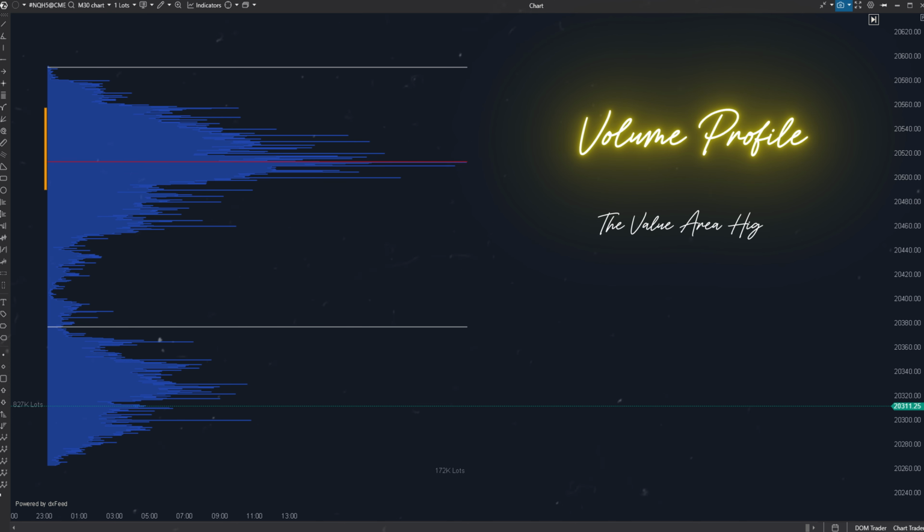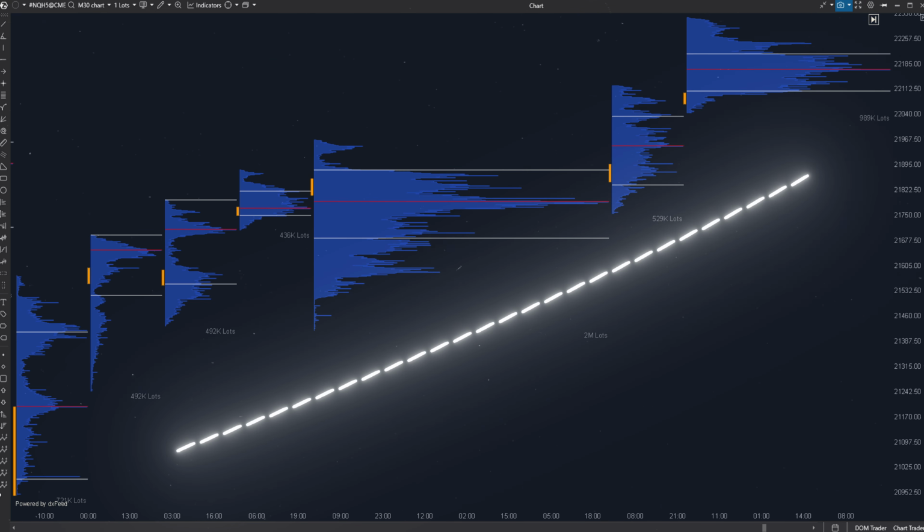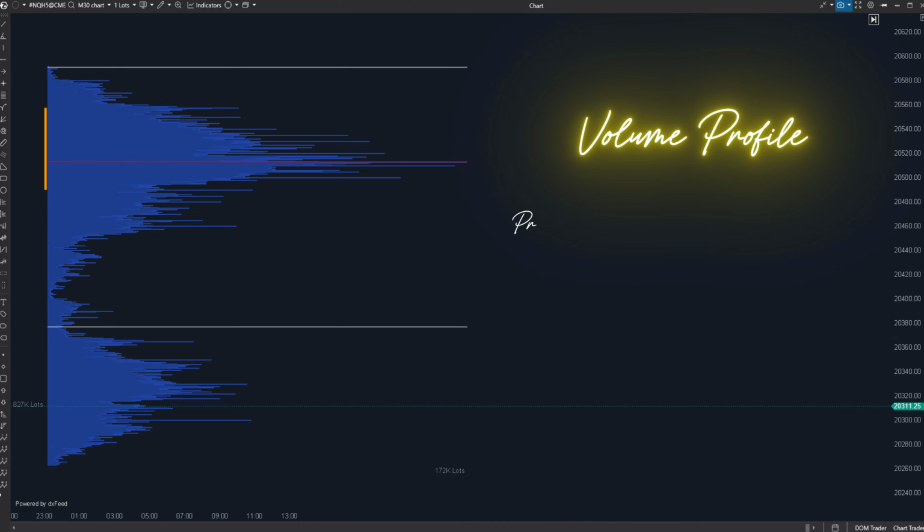The value area high, the upper boundary of where 70% of the volume is concentrated. The value area low, the lower boundary of that 70% range. And the point of control, the price level with the highest traded volume, often representing the fairest price for buyers and sellers. By focusing on these areas, we can identify whether the market is establishing value higher, lower, or sideways, providing critical insights into market behavior.